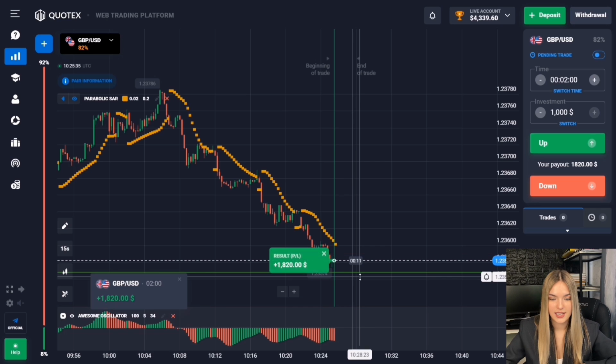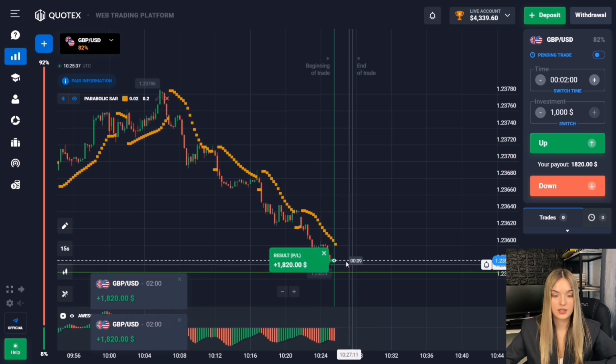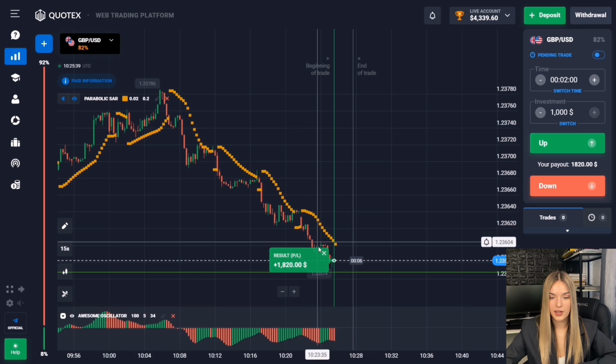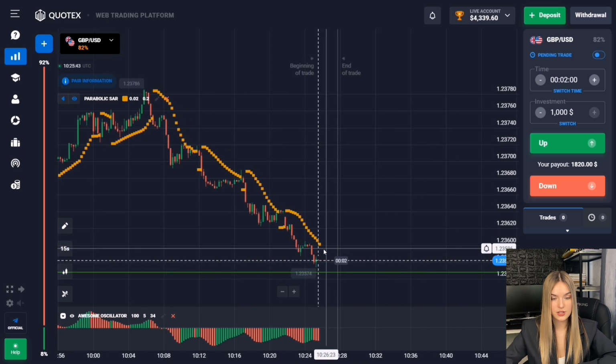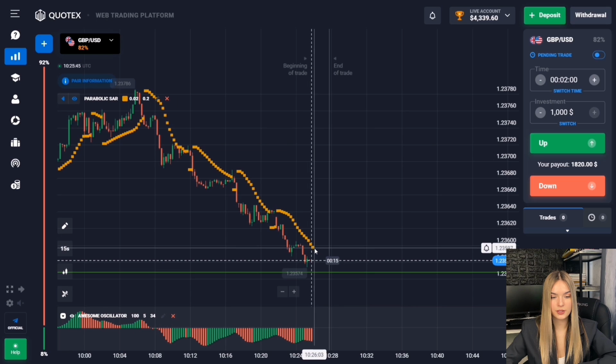Well, it's quite good, friends. After a slight upward pullback, the downward movement continued. We are making profit here. 2 minutes was just enough for us. Also, these indicators again suggested a good entry point and helped us determine the further price movement.